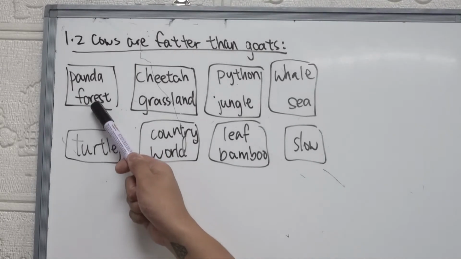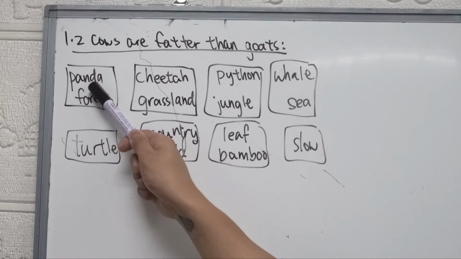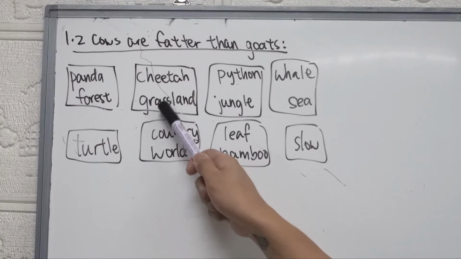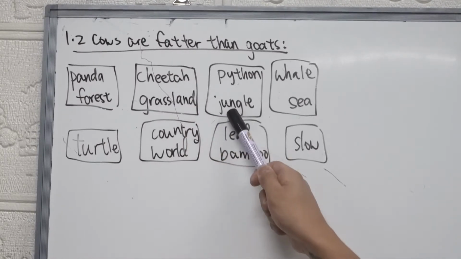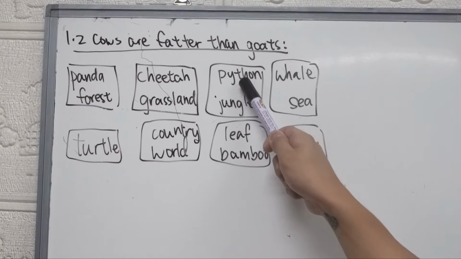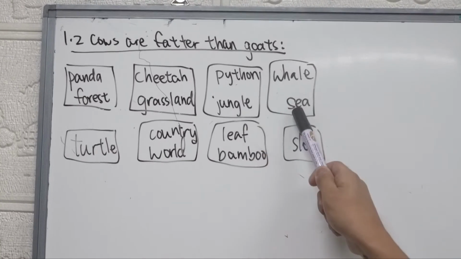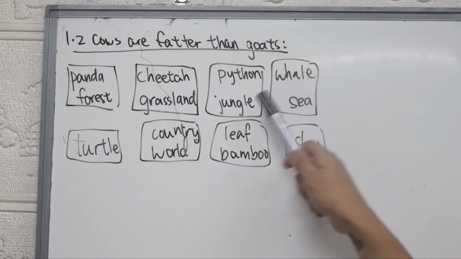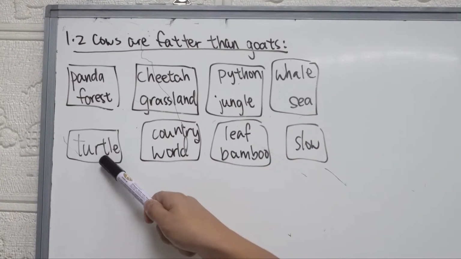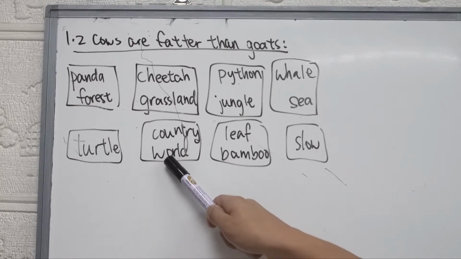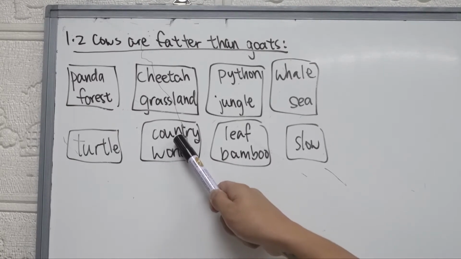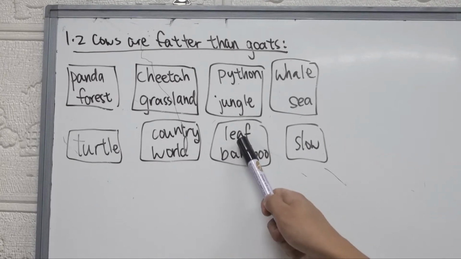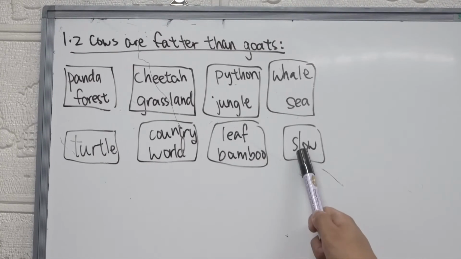Forest. Panda. Grassland. Cheetah. Jungle. Python. Sea. Whale. Turtle. World. Country. Bamboo. Leaf. Slow.